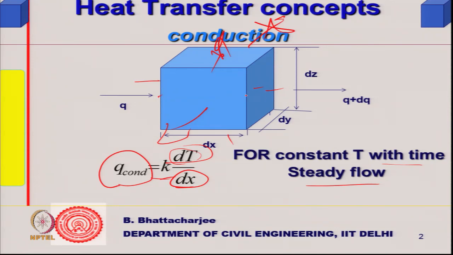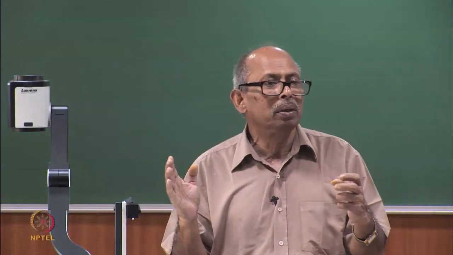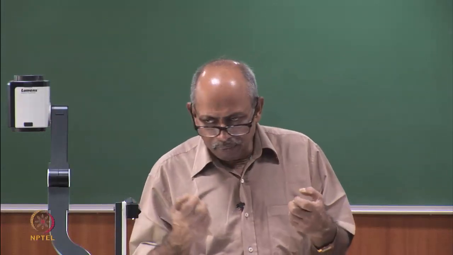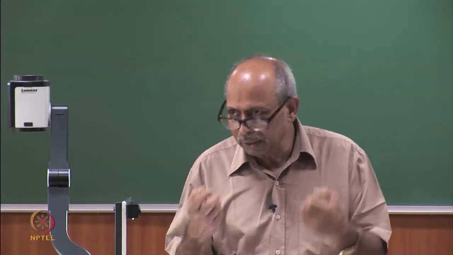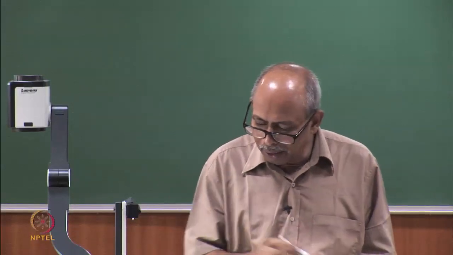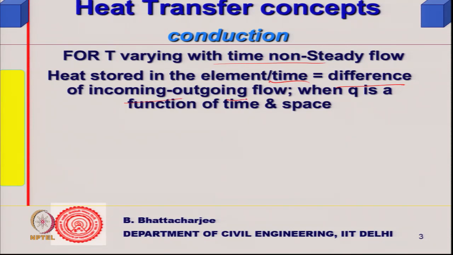So, under such a situation, there must be some heat stored in the element, because heat coming in minus heat going out. If my temperature is constant, whatever is coming in must be going out, otherwise temperature would have changed. So, in a steady situation, heat coming in must equal heat going out. Now, if it is not so, which is the case of unsteady state, some heat must be stored in the element.